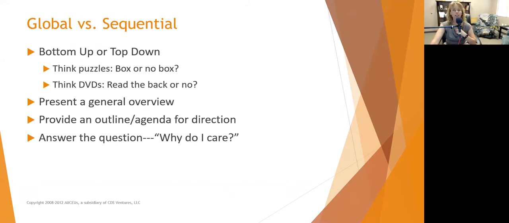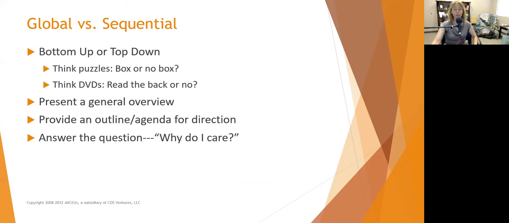Global versus sequential, bottom up or top down. So if you are a global learner, and this is a question that I ask clients, because again, part of what we're doing is helping them understand how they learn. When you do a puzzle, do you look at the box to see the picture to figure out where stuff goes or not? My grandmother used to say that was cheating. I can't do it without looking at the box. I need to know where the pretty pictures go.